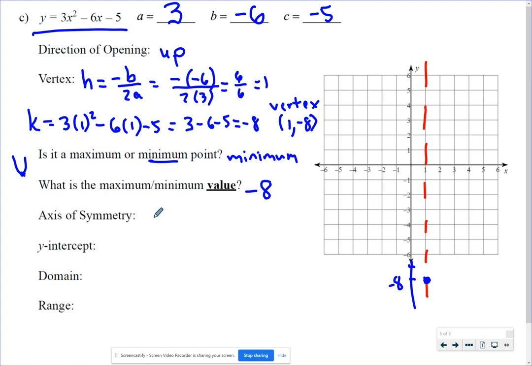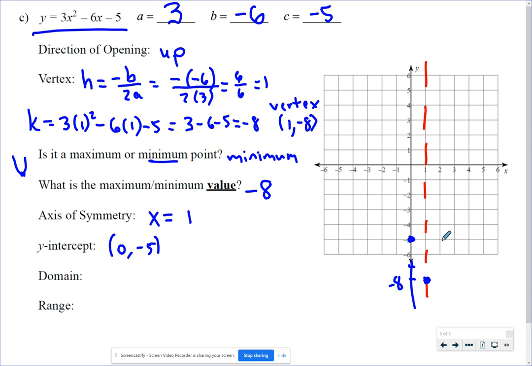Axis of symmetry, x equals 1. H is 1. Vertical line through the vertex, notice what it is. It's that vertical line where x is 1. See it? X equals 1. Y-intercept, and we just look at the function. The y-intercept is the c value, so 0, -5. So we've got this point right here.